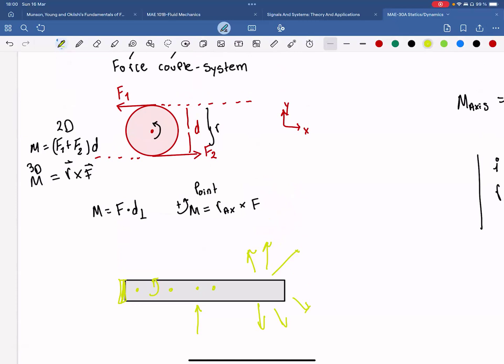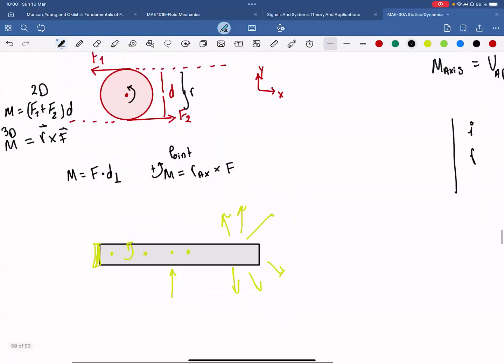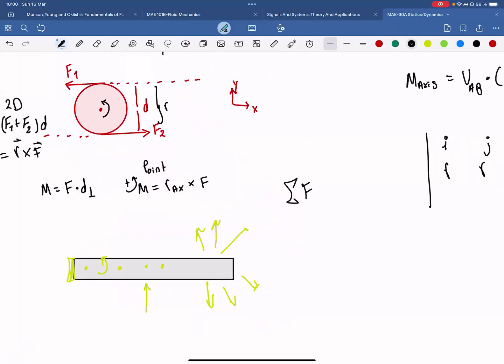Well, if you think about it, the principle of transmissibility says that you can shift the force along its line of action. It will have the same effect, but it will change the moment on the rigid body, right? So if you add up, let me write it down, the contributions of all the forces along an axis, let's say F1 plus F2 plus F3, you could have a total force that is exactly F1 plus F2 plus F3, right?